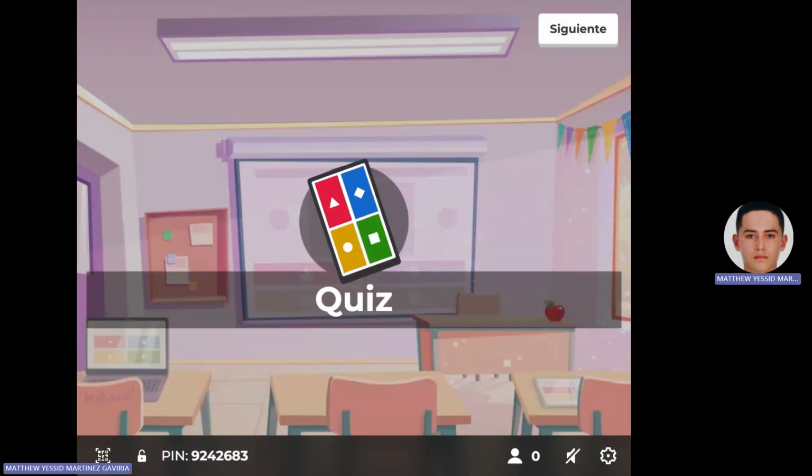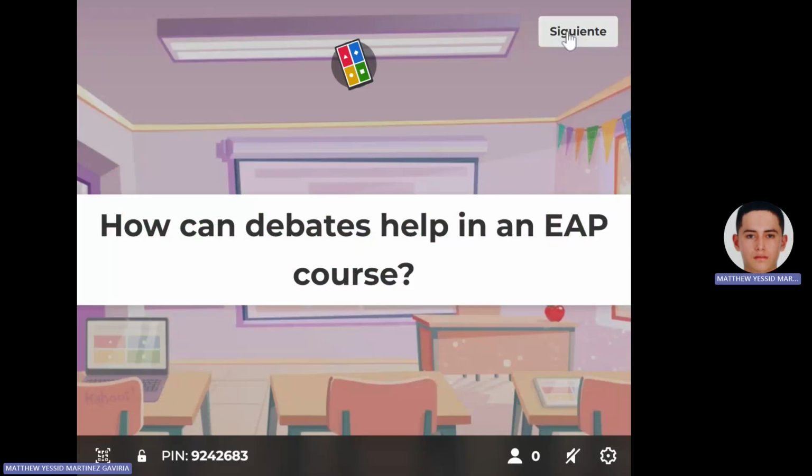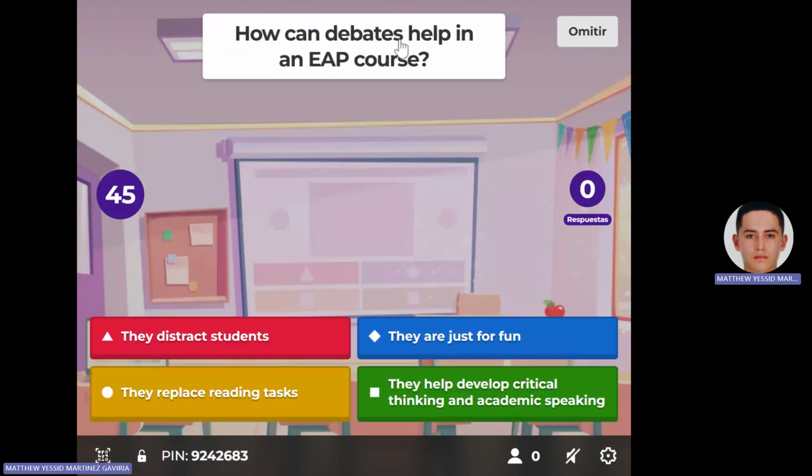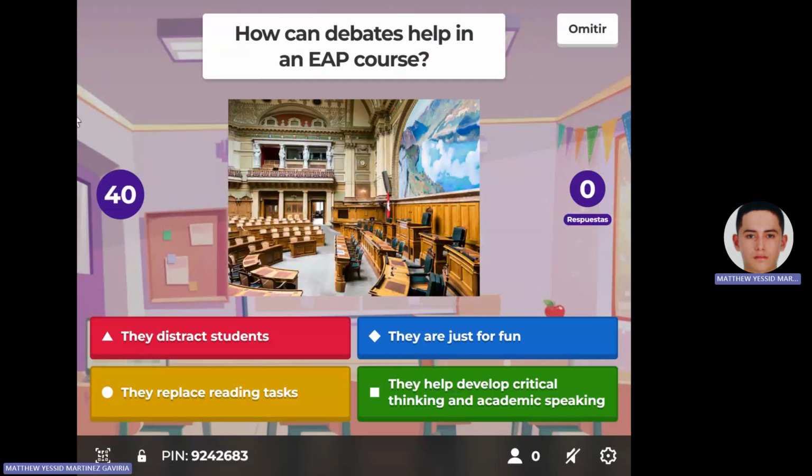Okay, for number 5, we can ask: how can debates help in a course? In this case, the correct answer is they help develop critical thinking in academic settings. It's important because debate strengthens critical thinking and argumentation and builds key skills for presentations in academic contexts. So the correct answer is they help develop critical thinking and academic speaking.